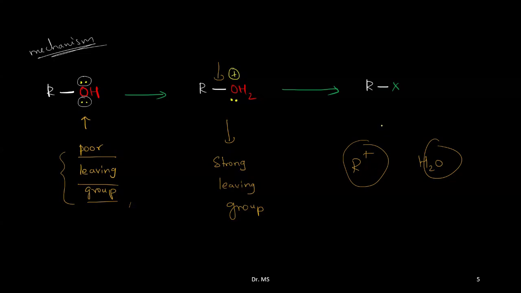So here we will get the halogens. It could be fluorine, chlorine, bromine, or iodine, and make an RX bond.